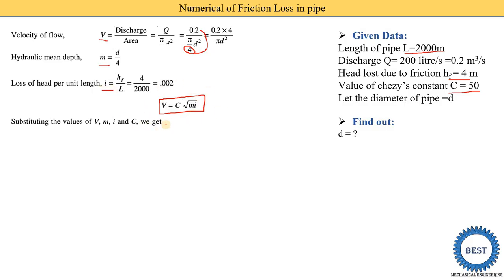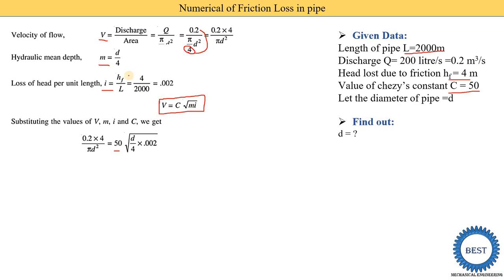Now we substitute all these values, the value of V, the value of M and the value of I, in this equation of the Chezy formula. So here we put the value of V. V is equal to 0.2 into 4 divided by pi d square, equal to C. C is equal to 50, it is given here. So we write down C is equal to 50.